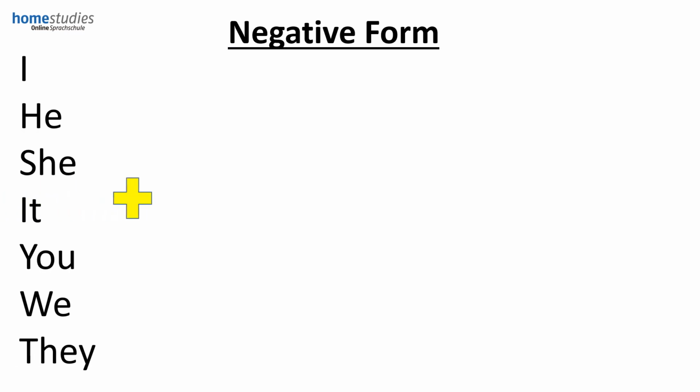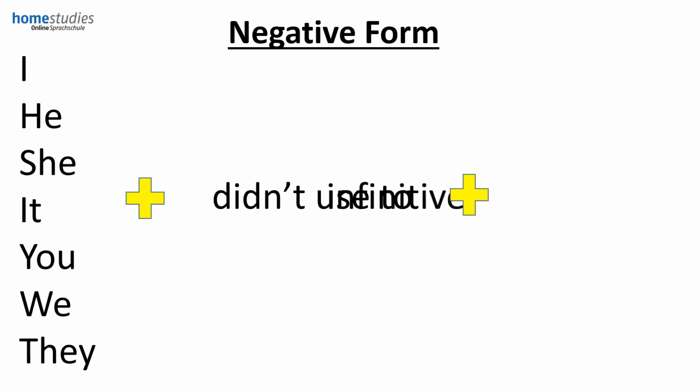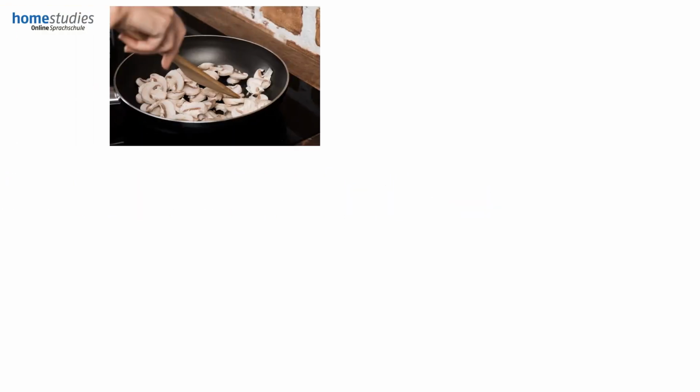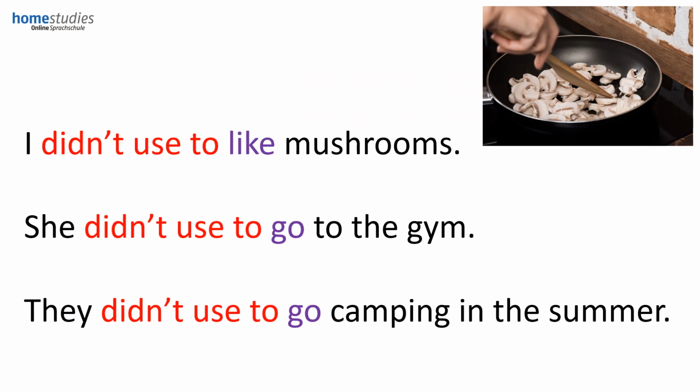Okay, let's now look at the negative form. Remember, it's I, he, she, etc. plus didn't used to. Now remember, we drop the D on used to and the spelling becomes use, U-S-E, plus the infinitive. Let's look at some examples. I didn't used to like mushrooms. She didn't used to go to the gym. They didn't used to go camping in the summer.